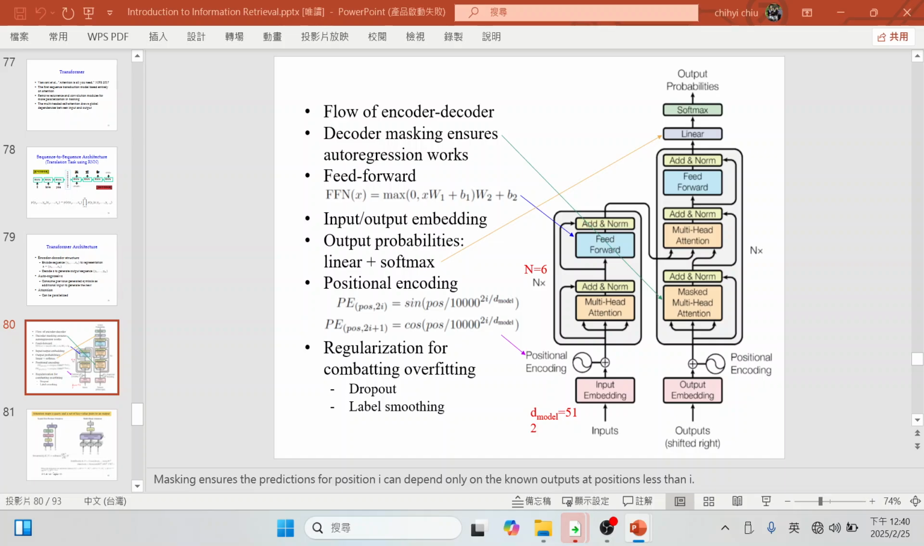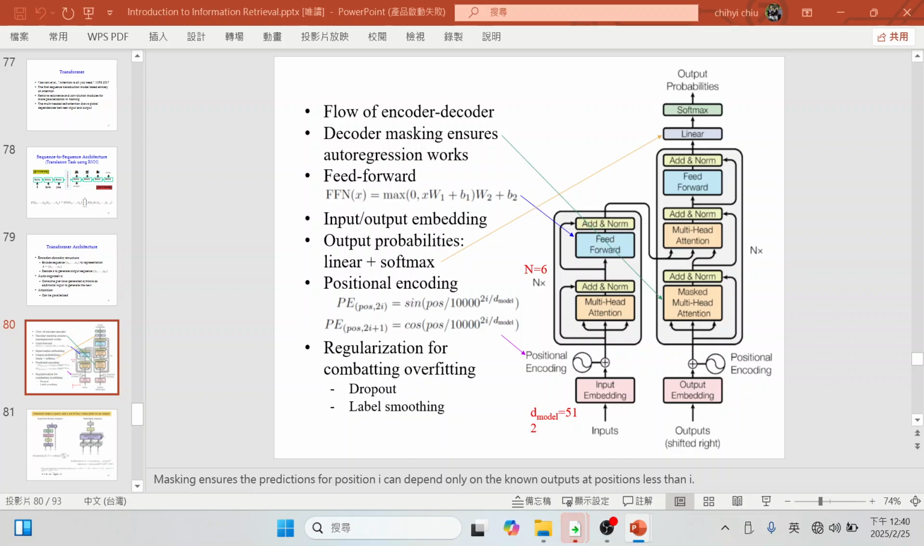And for your input and output embedding, any token is embedded into 512 dimensions, and then added to the position encodings. The position encoding is modeled in these two equations. It's based on your position and then your dimension. These equations give a spatial position encoding, so you just add it to your input here.